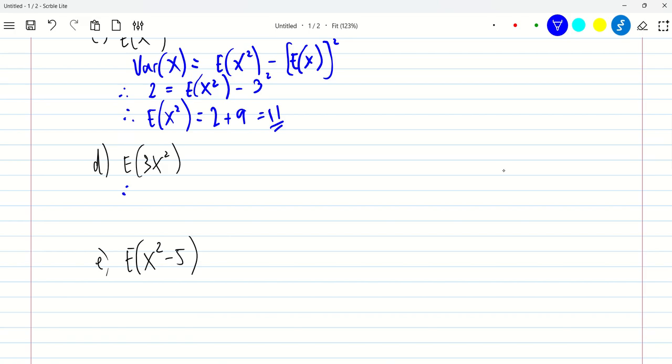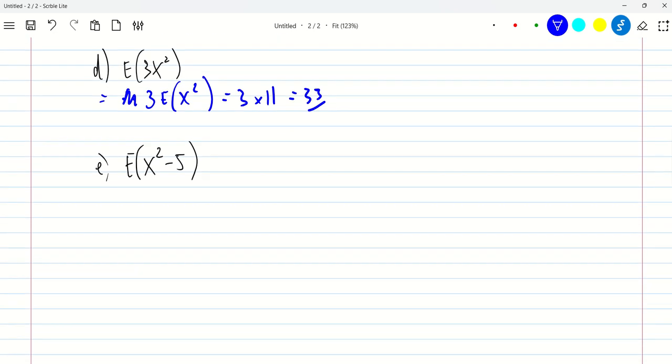Now I've got a linear transformation of E(X squared). So that's equal to 3 times E(X squared). It's a linear transformation of E(X squared), which is still allowed, that's fine. And so that's equal to 3 times 11, which is 33. These are easy, aren't they? I hope you get some of these in the exam.